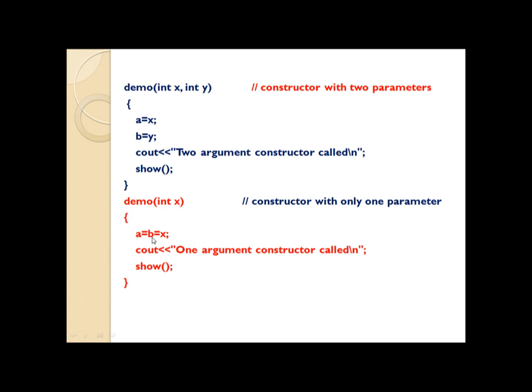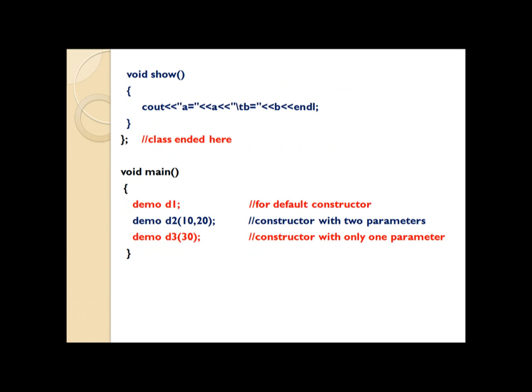So the value of a and b, initially we are assigning the value of x to a and b, and we are displaying the message one argument constructor, and then we are displaying with the help of the show function. The show function is given over here, so it will display the value of a and b, and here we are ending the class.